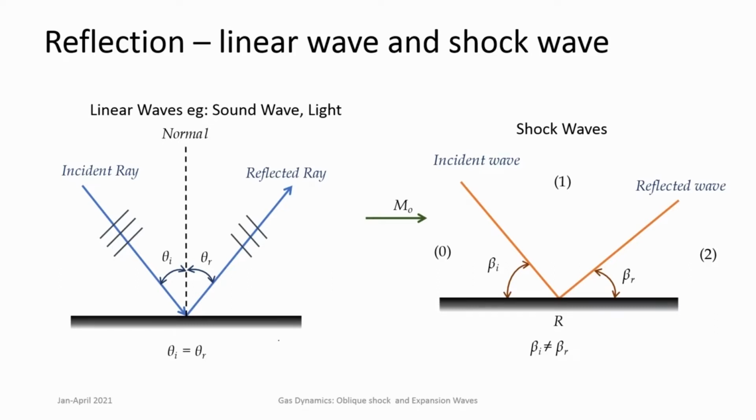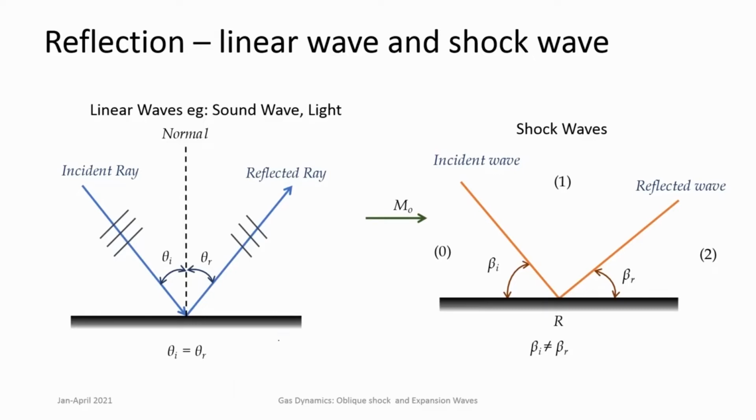Now this has to be clearly differentiated from reflection of sound or light or such kind of waves. These light waves or sound waves are governed by the linear hyperbolic equations, and their reflections follow the laws of reflection of light. You very well know this. If it is a specular reflection, a mirror surface, then angle of incidence equals angle of reflection. You know this very well from basic physics.